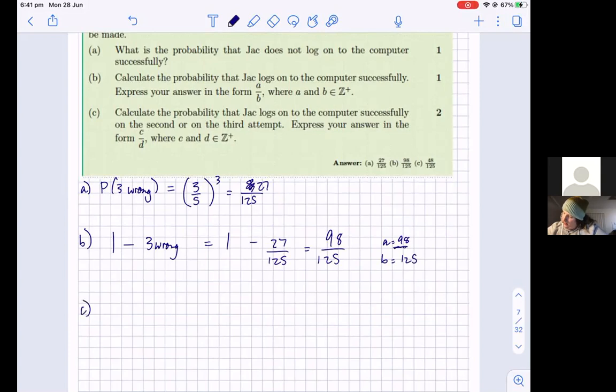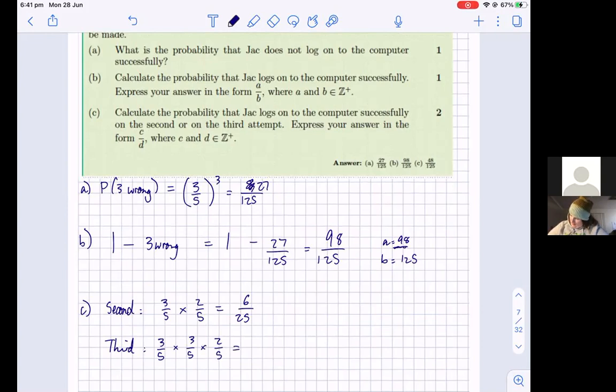Question C, calculate the probability that you logs on successfully on the second or third attempt. So the second: we had 3/5 for getting it wrong the first time, 2/5 for getting it right the second. So we've got 6 on 25. The third time: we've got 3/5 for getting it wrong the first time, 3/5 for getting it wrong the second, 2/5 for getting it right the third.